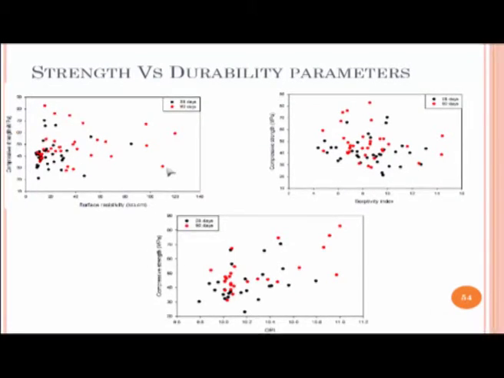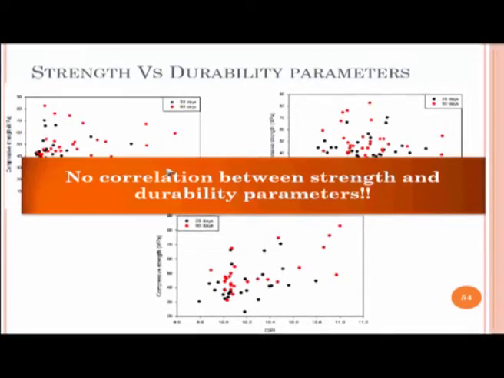One important characteristic to understand is strength need not be related to durability. You see this data here, it plots the compressive strength against different durability parameters and you do not get any good relationship at all. So there is no correlation between strength and durability parameters. In other words, you can make low strength concretes also durable if you choose the right blend of cementitious materials.